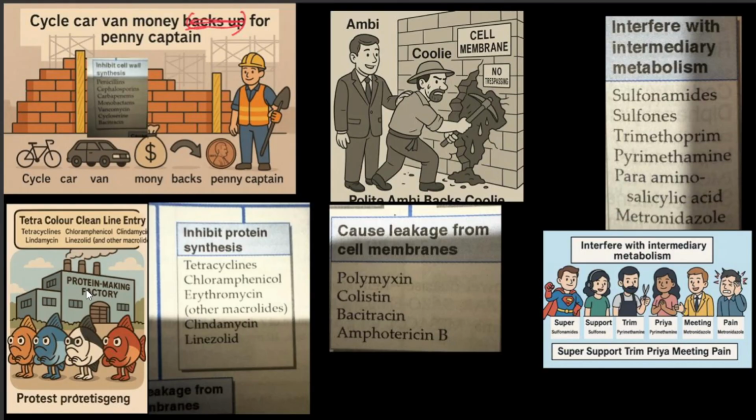So they don't allow entry. Why? They don't want protein synthesis because they are being underpaid or something. These fishes are making a lot of work for the protein factory, and we don't want them to suffer, so they protest. In this mnemonic, tetra stands for tetracyclines, color for chloramphenicol, clean for clindamycin, line for linezolid, and entry for erythromycin and other macrolides.